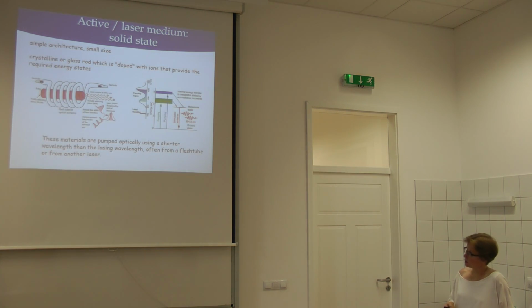The third class of lasers is solid-state lasers. They have a very simple architecture. As I said, with the ruby laser, you just take a rod made of ruby, usually with some doping. You polish the ends, and it's very easy to handle.